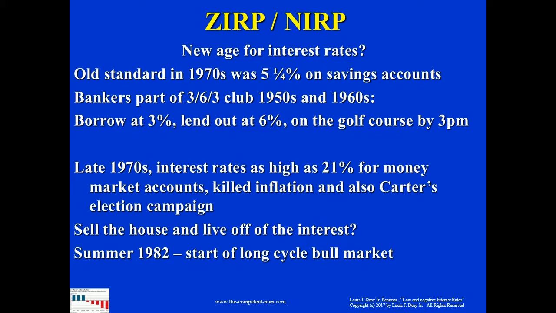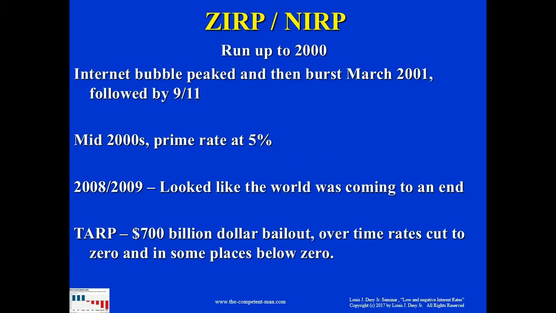In the summer of 1982 a great bull market started with the election of President Reagan and the reduction in interest rates. In the run-up to 2000 there was an internet bubble that peaked and then burst March 2001, followed by the 9/11 terrorist attacks. In mid-2000s, the prime rate was at 5%.